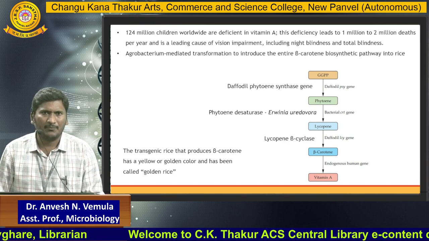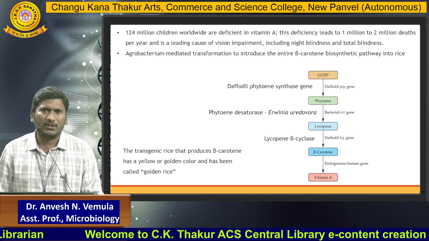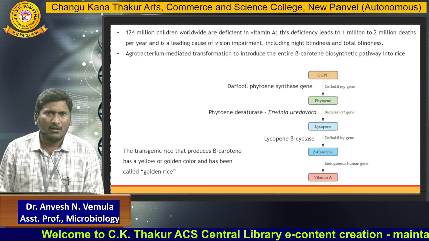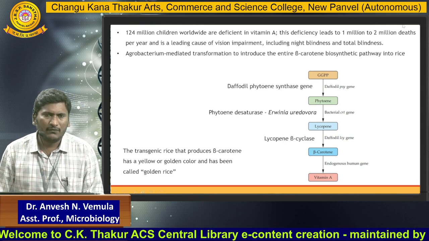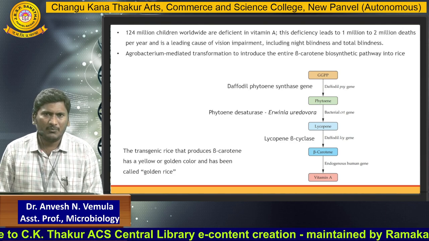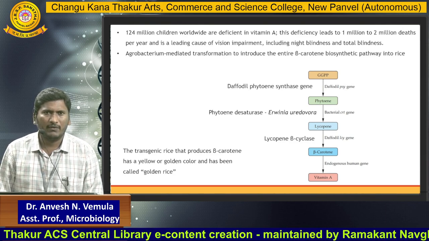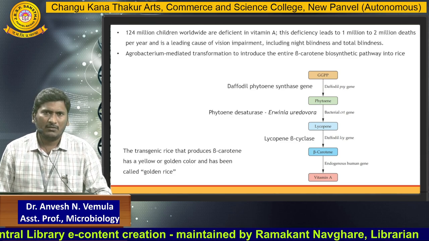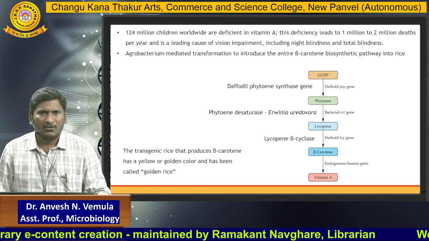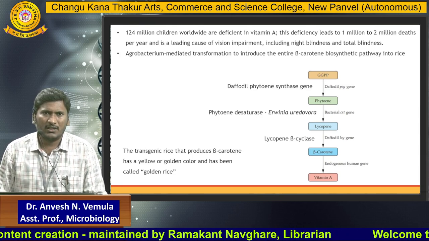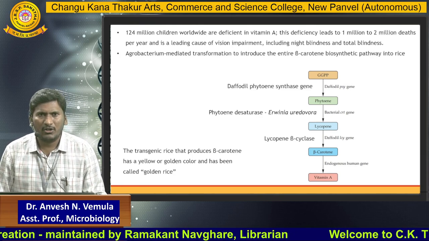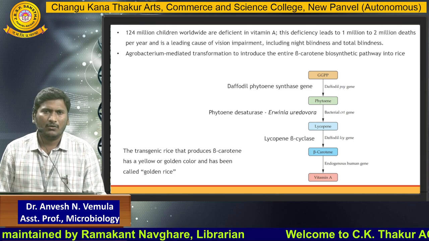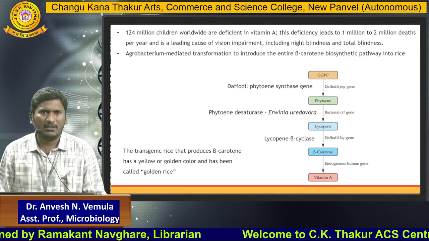of vitamin A. In order to avoid that situation, scientists have obtained the pathway from corn, where they observed the maximum production of vitamin A that satisfies the requirement of the individual. So this rice, which has been generated through this genetic modification, is considered to be the golden rice, which is currently available in the market.